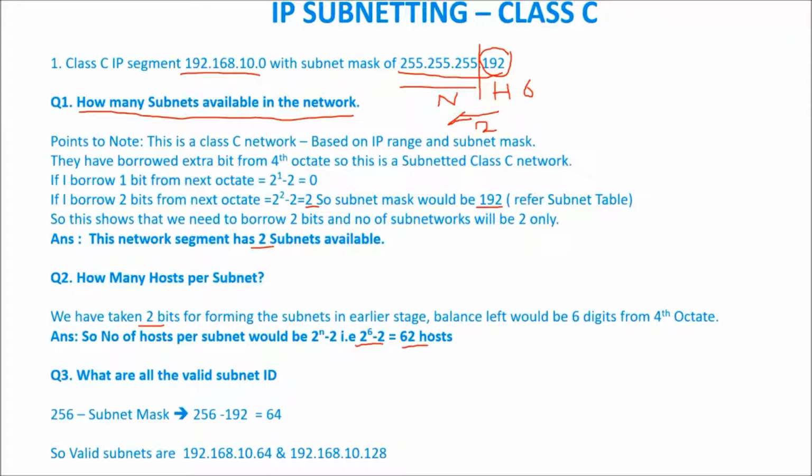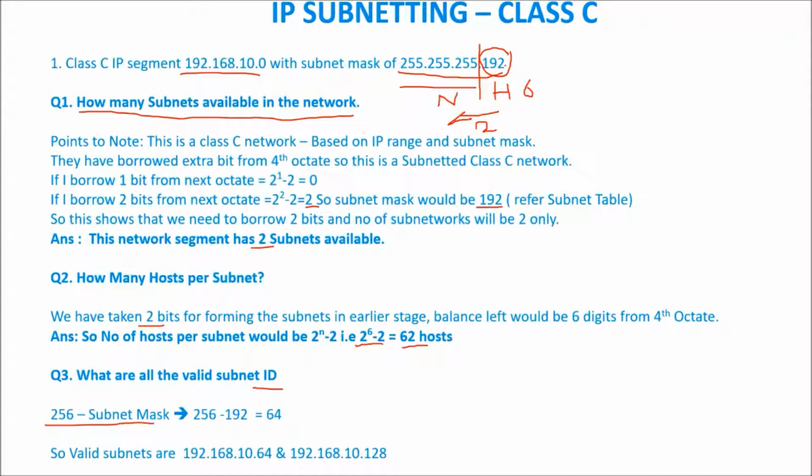Okay, so what are all the valid subnet IDs? Subnet ID is the starting of the IP address. It is representing the tagging. So what is the starting of the IP address? I can do it like 256, it is also a formula: 256 minus subnet mask.